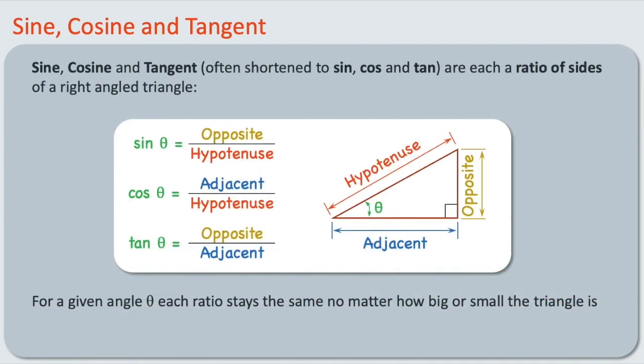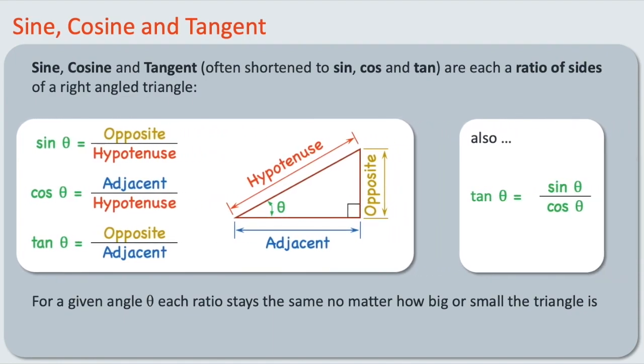Sine, cosine, and tangent are each a ratio of sides of a right-angled triangle. Sine theta is equal to opposite divided by hypotenuse. Cos theta is equal to adjacent divided by hypotenuse. And tan theta is equal to opposite divided by adjacent.